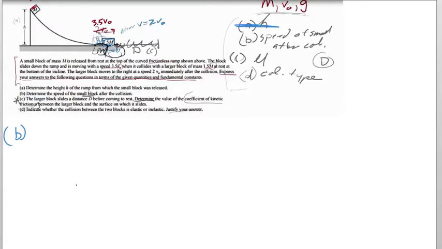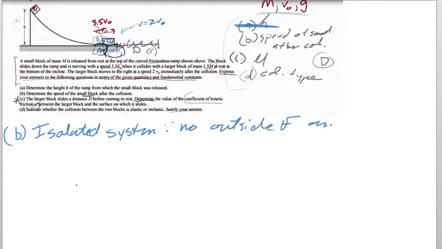Usually anytime you see the word collision, what that's going to mean is you're going to use conservation of momentum. And I'm going to write isolated system again, because no outside force on system. You don't have to write that again. You can just draw a line from where you wrote it in the first one. And so I'm going to put therefore P equals P prime. Whoops, momentum before equals momentum after.